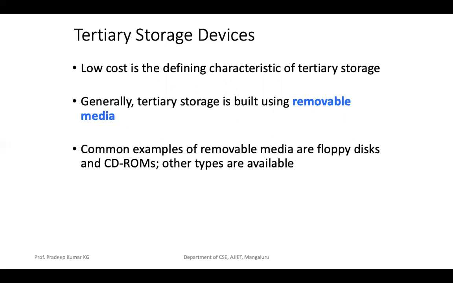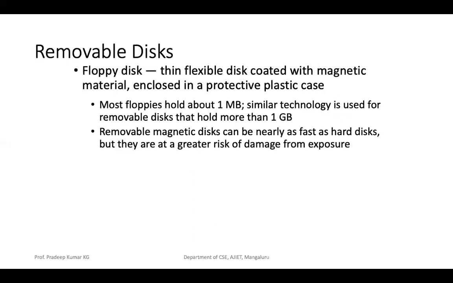This tertiary storage device, we can give the best example as CD-ROMs and removable disks. Right now in the market, we may be familiar with pen drives, SD cards, XD cards, all those. These are all examples of tertiary storage devices. You can use it and remove it. And then removable disks: floppy disk, CD, DVD, Blu-ray, all those are removable disks.